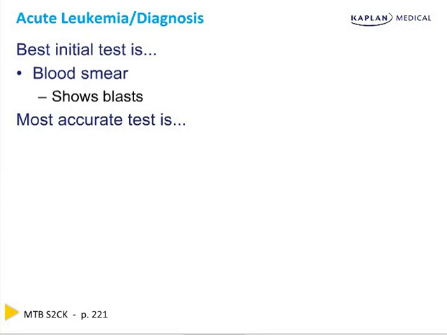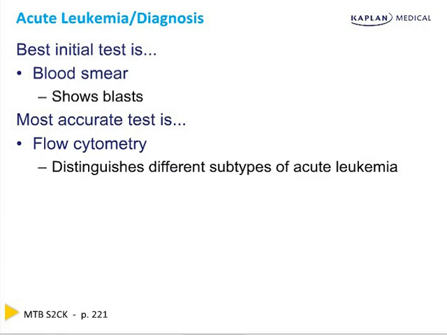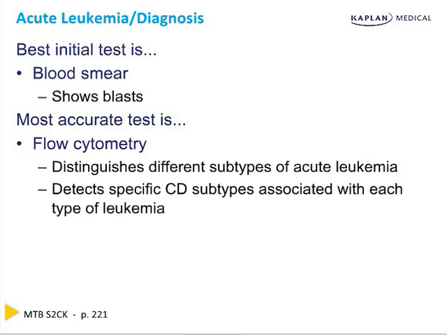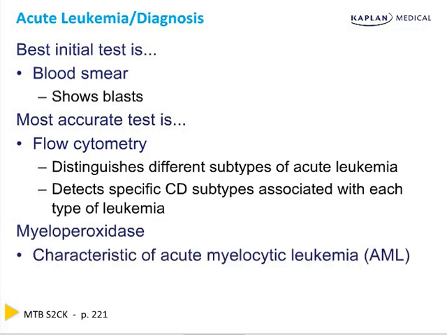The most accurate test is to sort out the cells to see what you've got in there with flow cytometry. Cell sorting distinguishes between the different subtypes of acute leukemia. It distinguishes the specific CD subtypes with each type of leukemia. Older tests like myeloperoxidase are characteristic of acute myelogenous leukemia, but not as specific as sorting by cell surface subtype, like CD receptors.